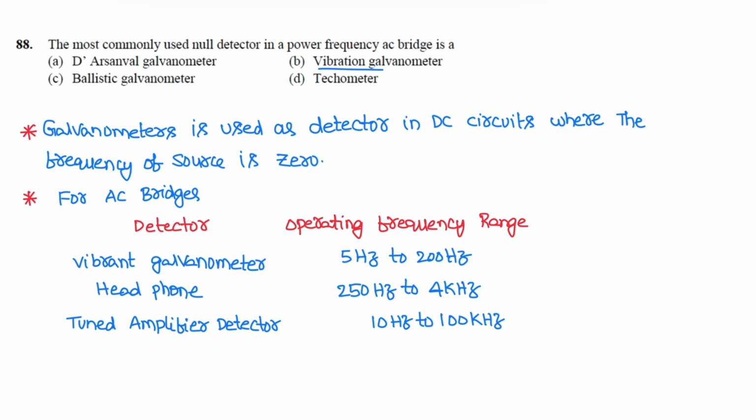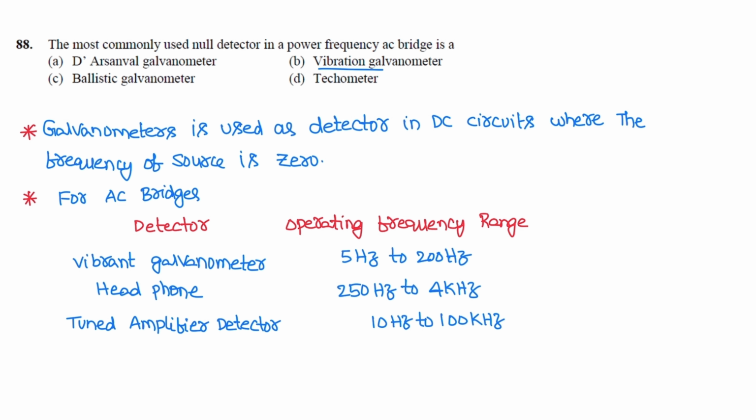we are using vibration galvanometer, headphone and tuned amplifier at different frequencies. The vibration galvanometer is used in the frequency range from 5 Hz to 200 Hz, headphone from 250 Hz to 4 kHz, and tuned amplifier detector from 10 Hz to 100 kHz. The correct option is vibration galvanometer.